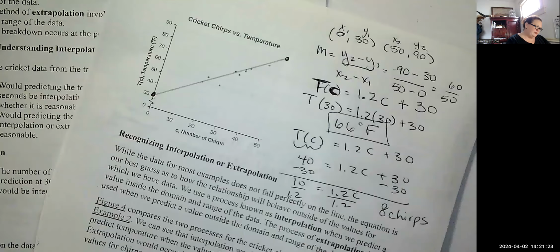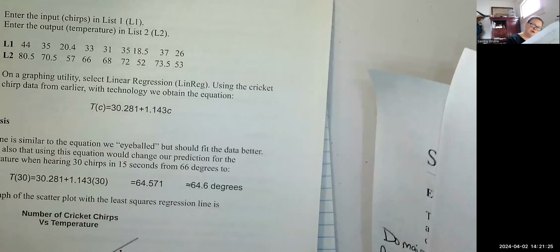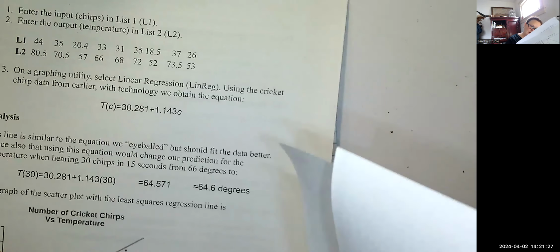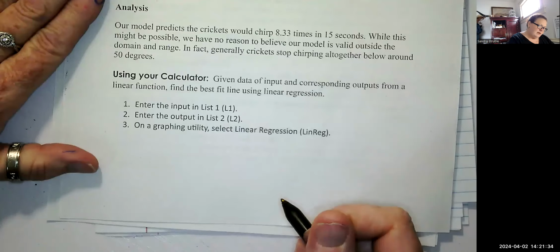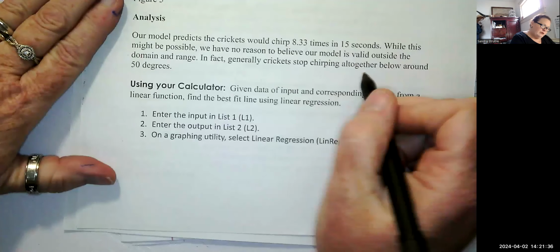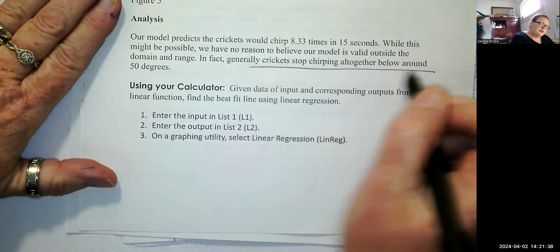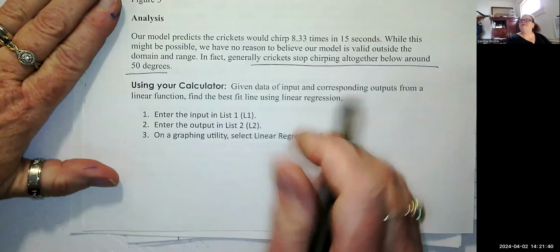Interpolation, extrapolation. I do a little bit of explaining on that. Please feel free to read through that. I'm not going to read it to you. You're quite capable. Okay, calculator. This is where I wanted to get. This is what everyone needs here. All right. Oh, here it is. It tells us here, crickets stop chirping altogether once you get below 50 degrees. That's kind of neat to know, isn't it?